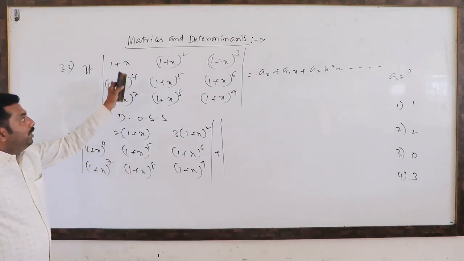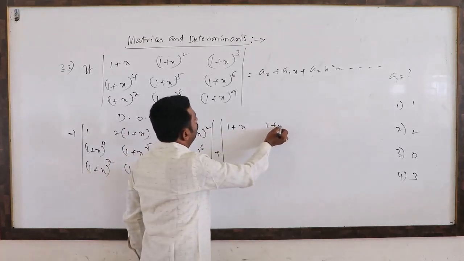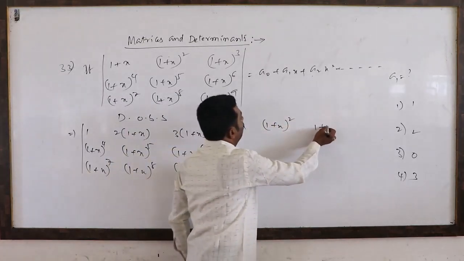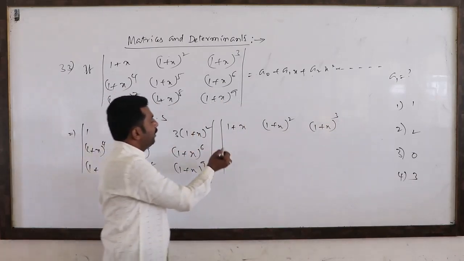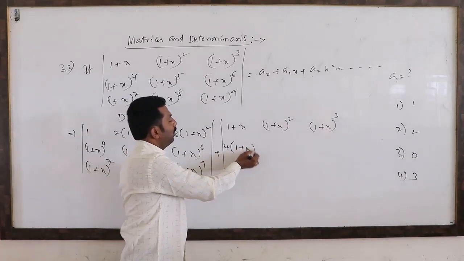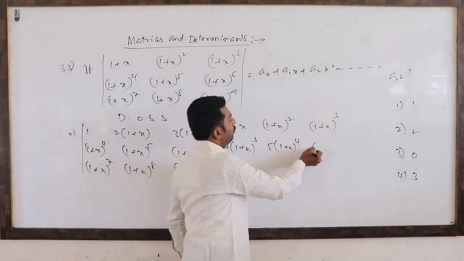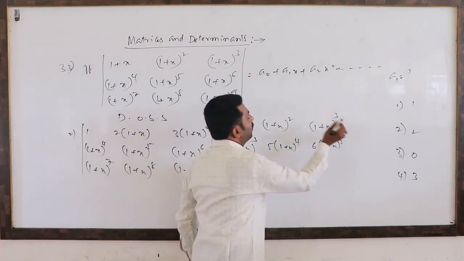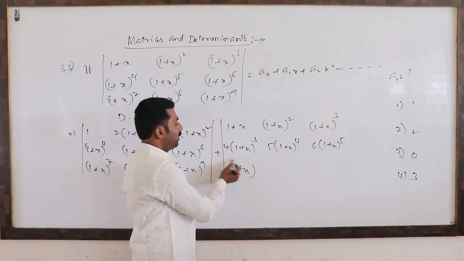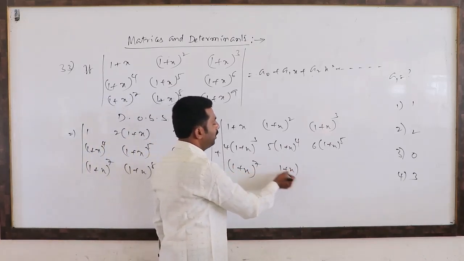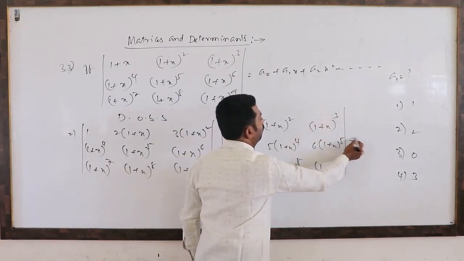Now first row as this we have to write: 1 plus x, 1 plus x whole square, 1 plus x whole cube. Second row we have to differentiate: 4 into 1 plus x whole cube, 5 into 1 plus x whole power 4, 6 into 1 plus x whole power 5. No changes in third row: 1 plus x whole power 7, 1 plus x whole power 8, 1 plus x whole power 9, plus.